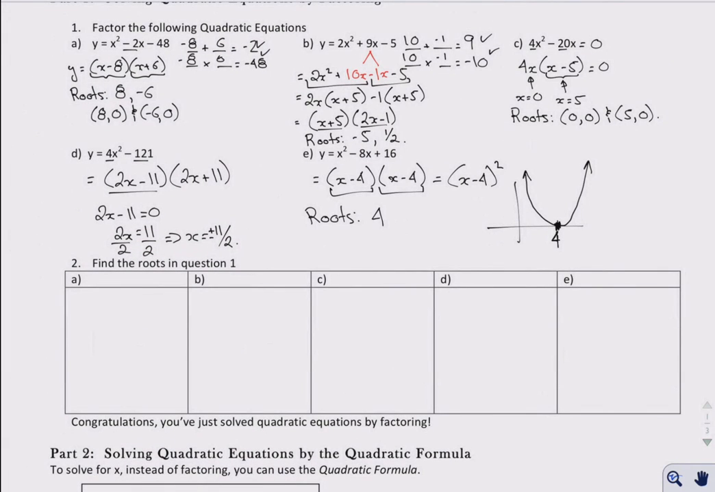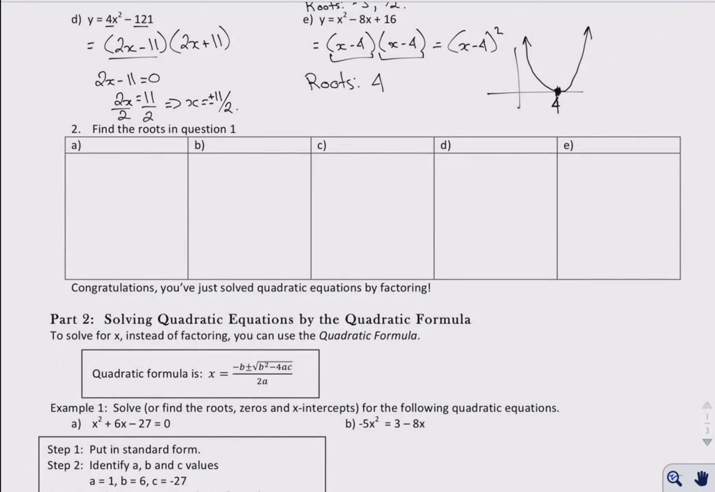So at this point, if you want, you can fill in the values for number 2. Just pretty much reiterate what we did in A through E, and fill in this chart for each of the roots. Next, we're going to look at the quadratic formula.